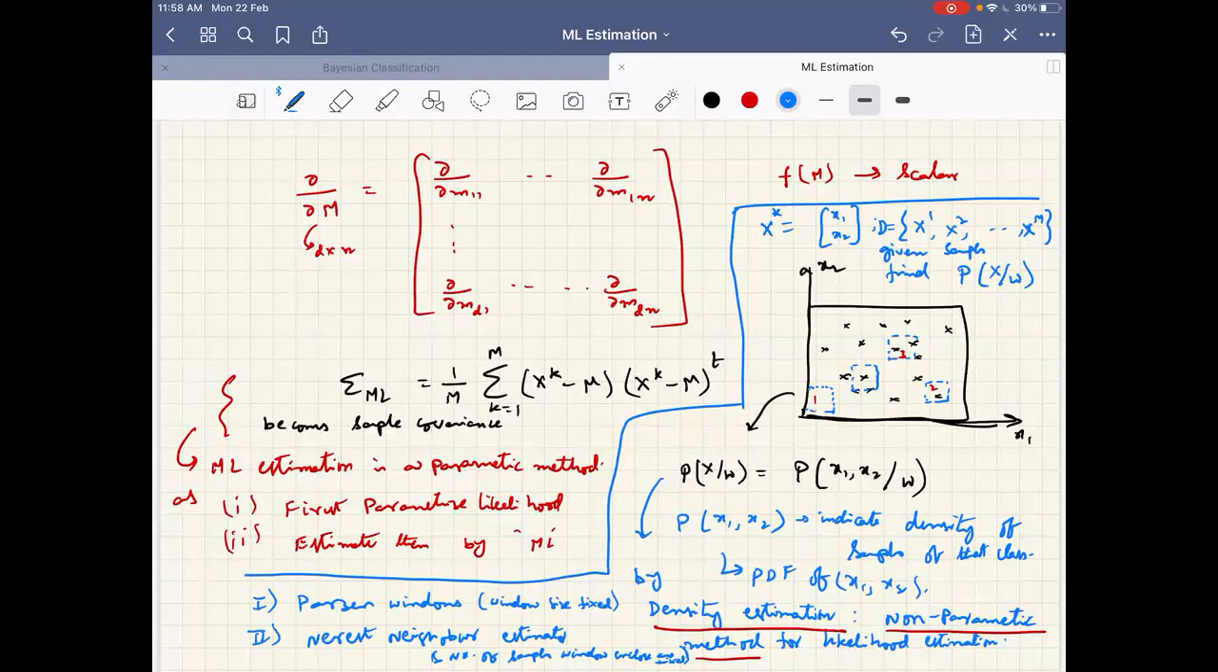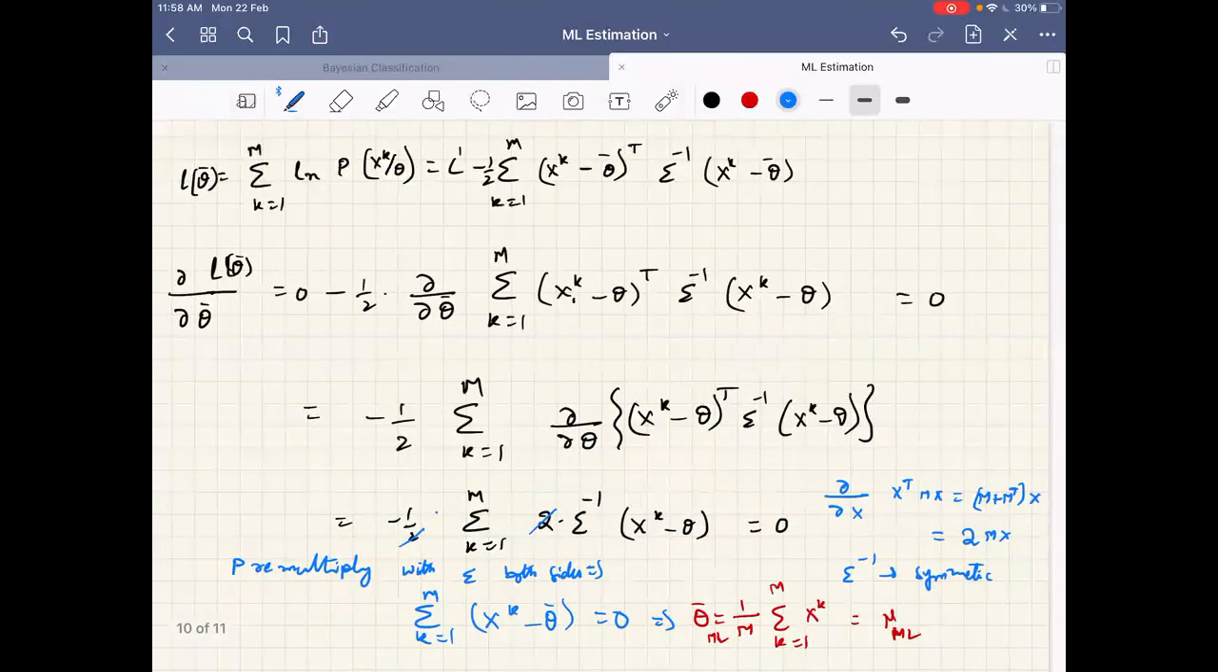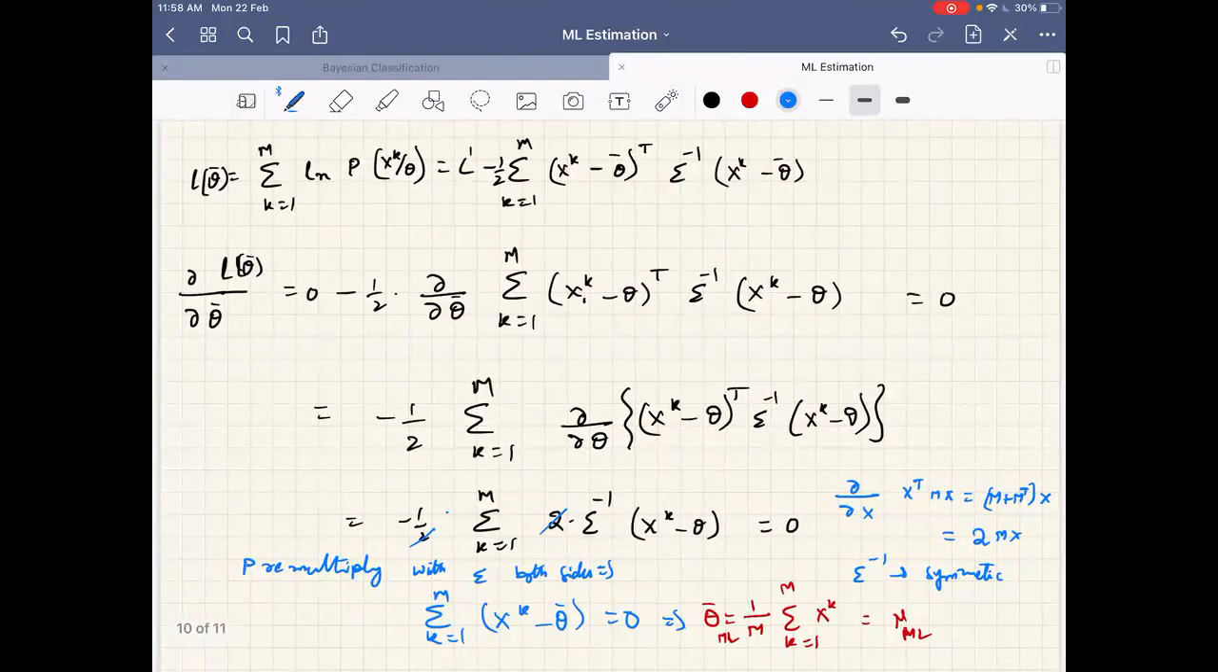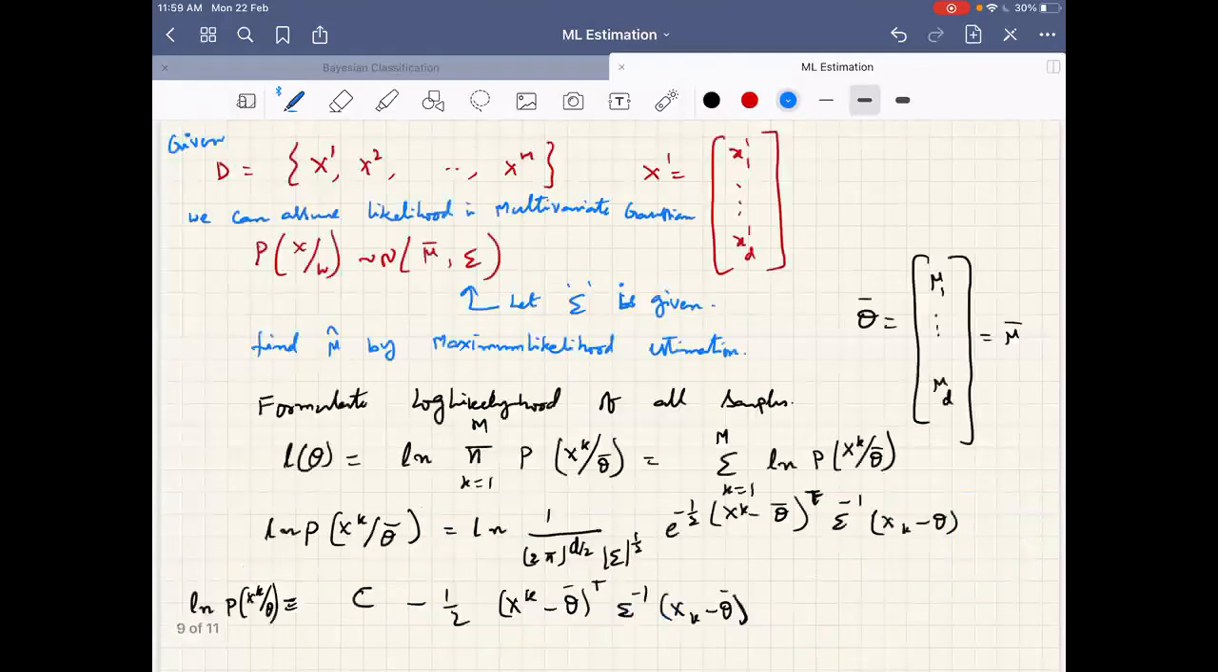Excuse me, sir. In the example which we solved for the parametric method, for simplification we took the covariance matrix as given. Here we said that the inverse exists. We assume that it exists, then only we are going ahead. Correct. But why should it be symmetric, sir?